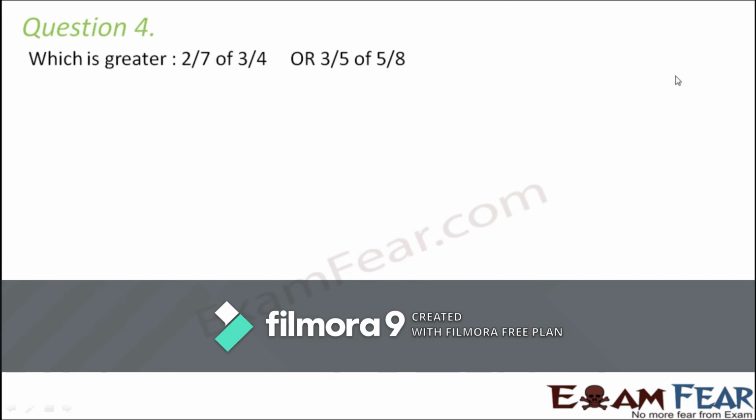2 by 7 of 3 by 4 or 3 by 5 of 5 by 8. Now first of all, let us understand what we mean by 2 by 7 of 3 by 4.